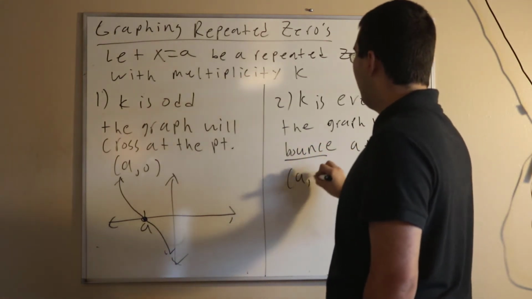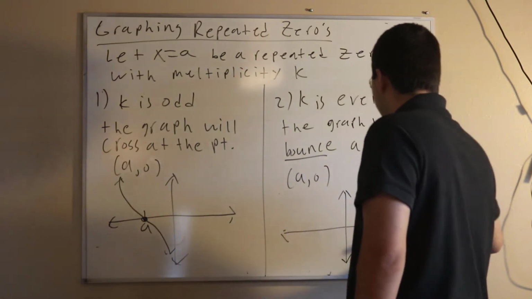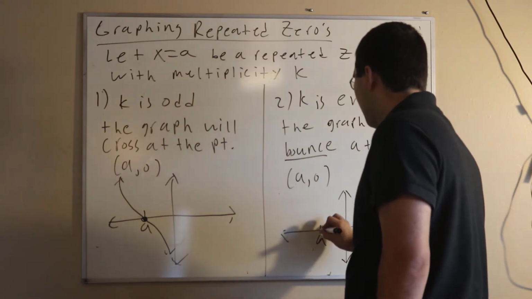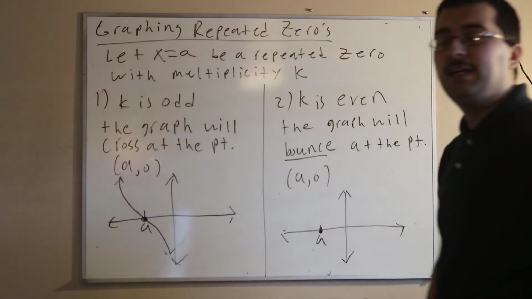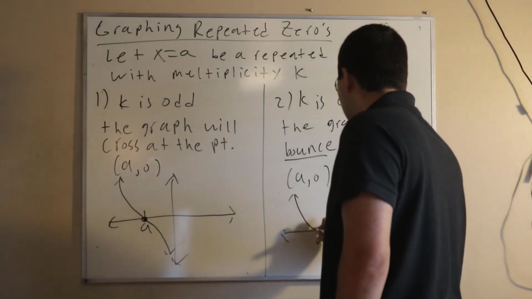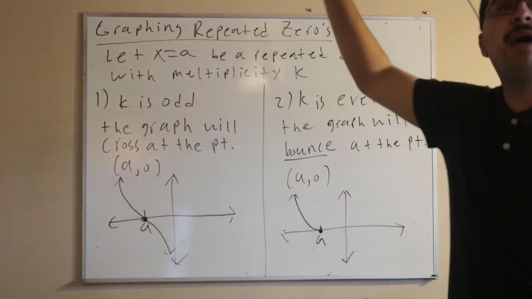Will bounce at the point (a, 0). So what do I mean by that? So again, my point is (a, 0). What do I mean by bounce? I basically just mean this. It hits the point, and instead of crossing the point, it bounces back up.